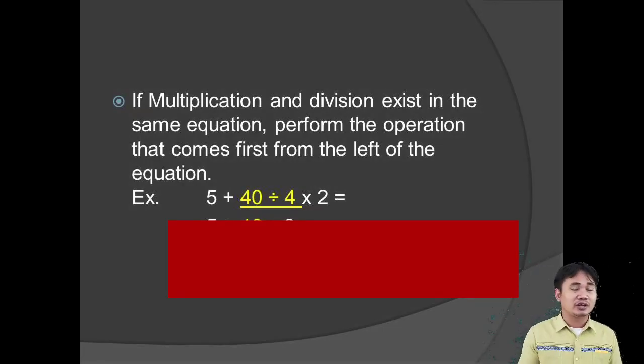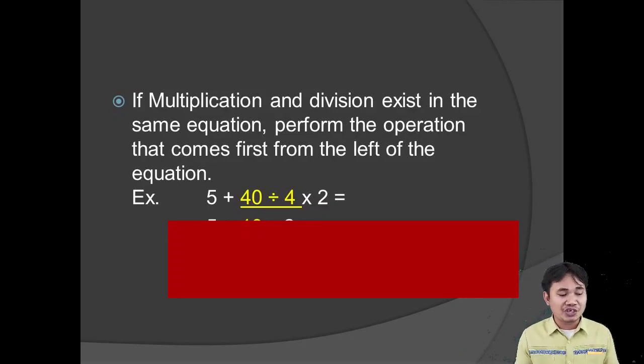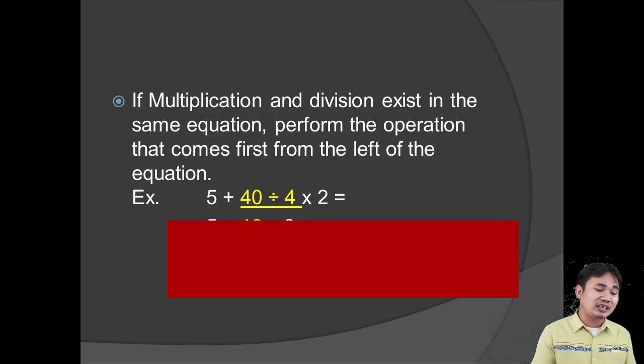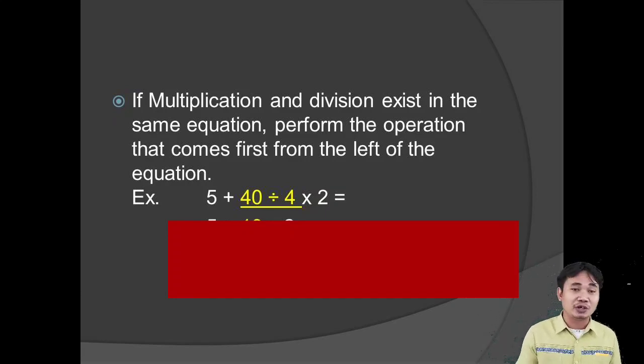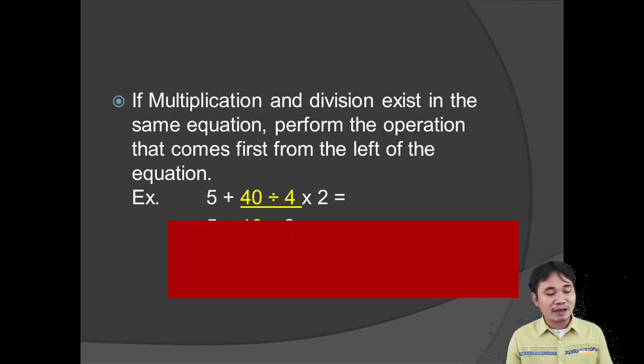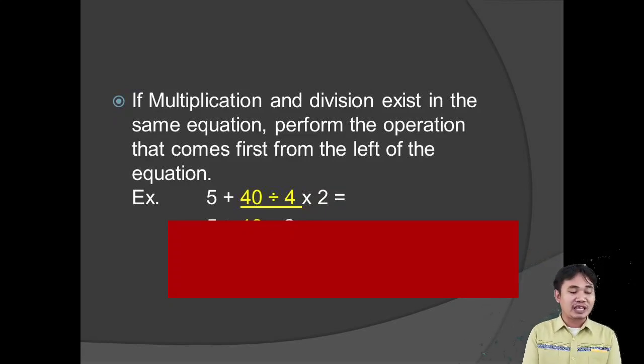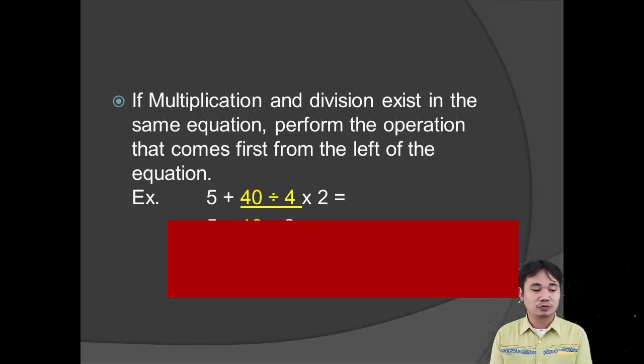If multiplication and division exist in the same equation, so kapag nasa parehas lang equation, perform the operation that comes first from the left of the equation. So kung ano yung nauna sa left side, yun yung ipe-perform mo. Okay, we have this example: 5 plus 40 divided by 4 times 2.